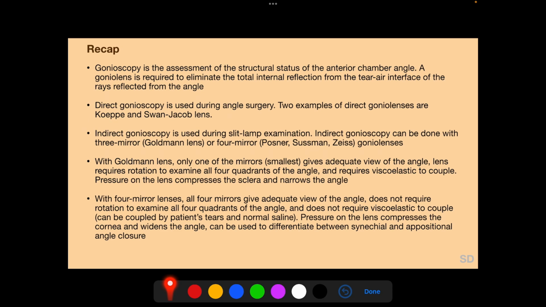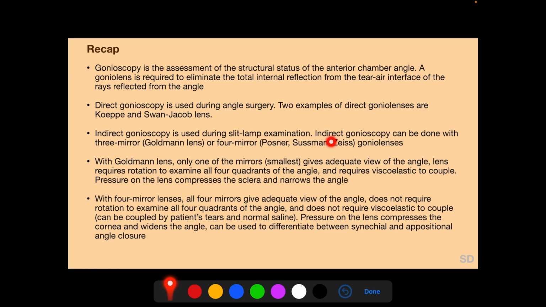To recap the salient points, gonioscopy is the assessment of the structural status of the anterior chamber angle. A gonio lens is required to eliminate the total internal reflection from the tear-air interface of the rays reflected from the angle. Direct gonioscopy is used during angle surgery. Two examples of direct gonio lenses are Koeppe and Swan-Jacob lens. Indirect gonioscopy is used during slit lamp examination.